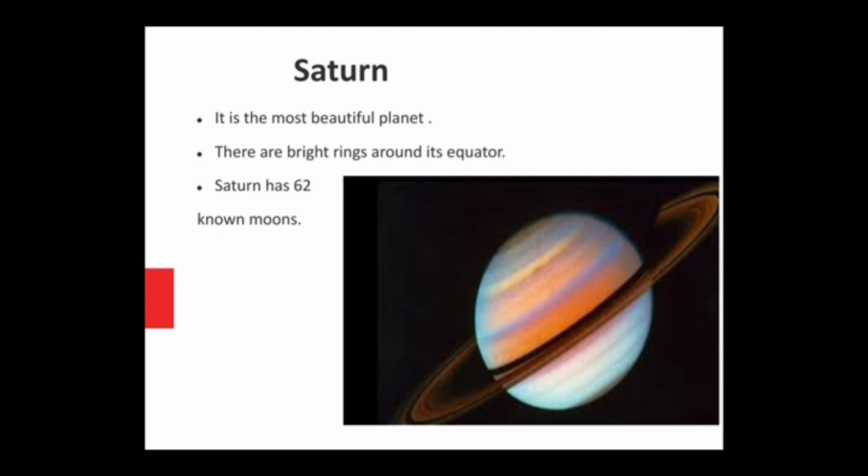It is the most beautiful planet among all the planets because it has rings which are shinier and brighter around it, and all the rings cover the equator of Saturn. You can see here, it looks so beautiful. All the rings are made up of icy particles, dust and gases. Saturn has 62 known moons.